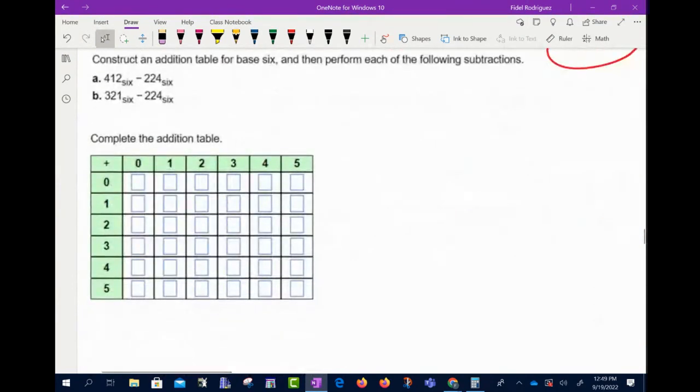All right, so the next problem I have here says construct an addition table for base 6 and then perform each of the following subtractions. Okay, so let's see if we can do this. We have the number 412 base 6 minus 224 base 6. First thing we're going to do is make our addition table in base 6. Remember, in base 6, the numbers that we deal with are 0, 1, 2, 3, 4, and 5.